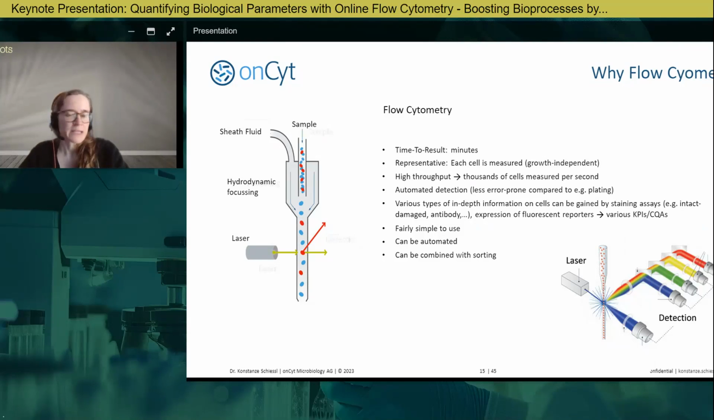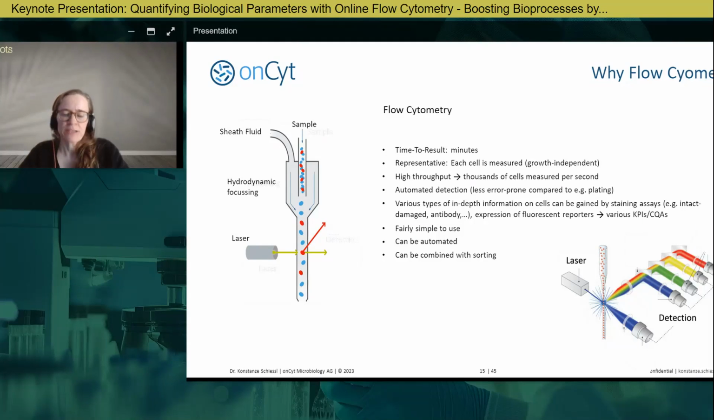Overall, I think it's still fairly simple to use, especially the newer models. Well, maybe some people disagree, but I think you need to know how to set up your measurement, but after that, it's kind of simple to use, I think. It can be automated, which is really nice for the online and the inline.